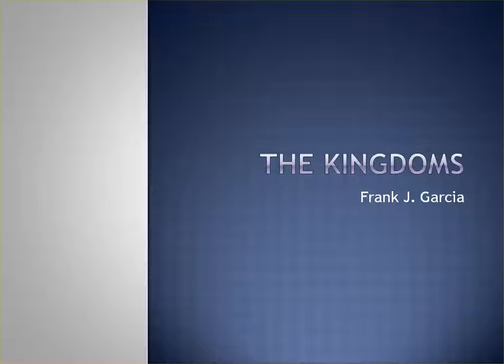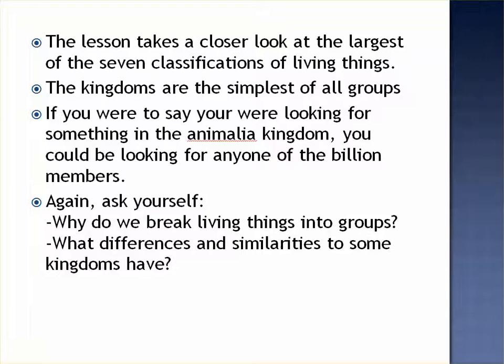Now, from the last lesson, you learned that the highest classification of living things is the kingdoms. Why we have a quicker breakdown of this is because this is the broadest of categories that has very distinct differences from the other kingdoms, which is why there are six to begin with. The kingdoms are the simplest of groups, as I said.